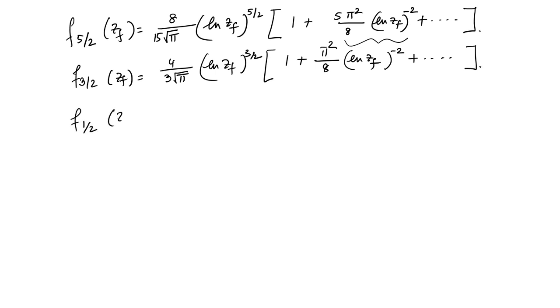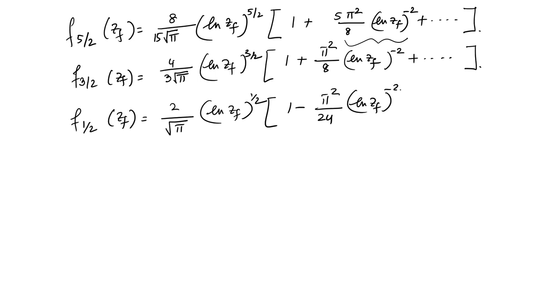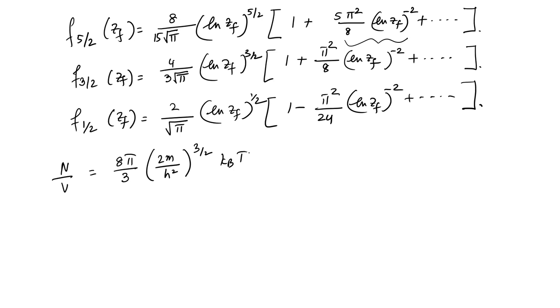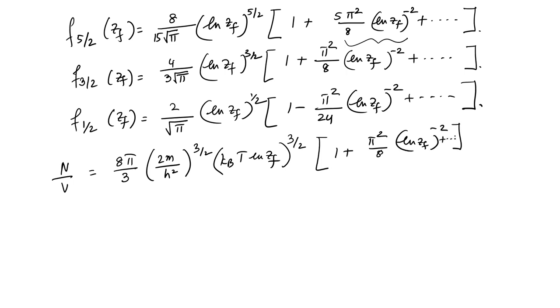So f of 1/2, these are the three that are involved, and this is equal to 2/√π, log of ZF to the power 1/2, times 1 − π²/24 (log of ZF) to the power −2, plus all the other terms. So, if you want the expression for the density of particles, simply take the f of 3/2 and put it in this n/v equation, which is 8π/3 (2m/h²)^(3/2) (kT log ZF) to the power 3/2, times 1 + π²/8 (log of ZF) to the power −2. And there are other terms which you may not want to write.